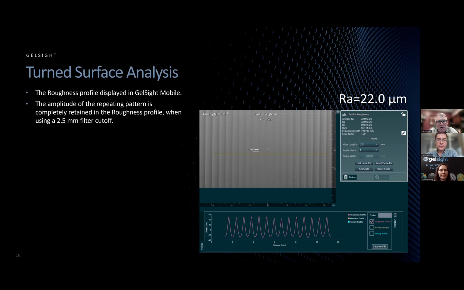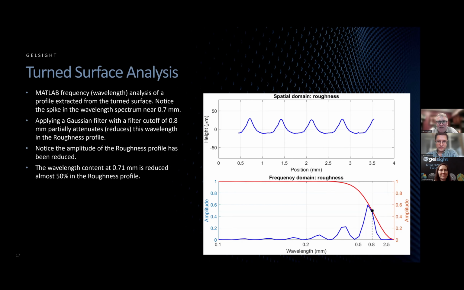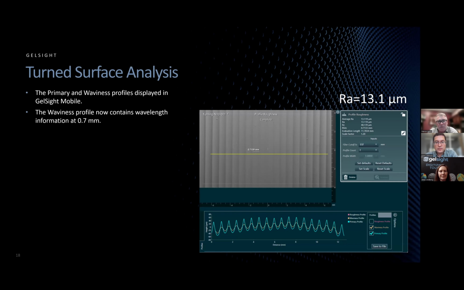Keep that in mind, because the next step is to analyze this with the incorrect filter cutoff at 0.8. It's so close to the 0.7 millimeter wavelength that we're interested in that it starts to attenuate that signal. You can see that the amplitude of the profile on the top image has been reduced dramatically, by roughly 50 to 60%. That's probably not what you want to do.